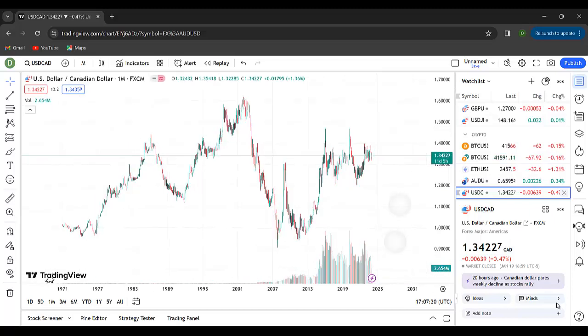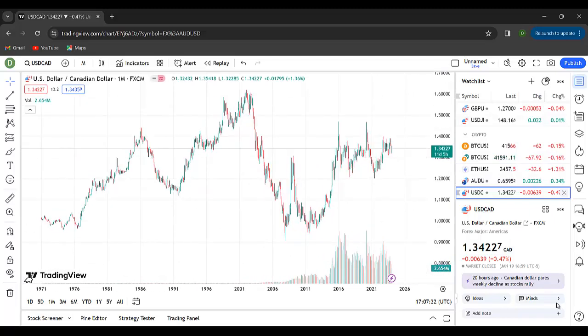Well, this time around, I'll be analyzing USD CAD, and I'll be doing a top-down analysis as well, from monthly to weekly to daily to 4 hour and 1 hour.